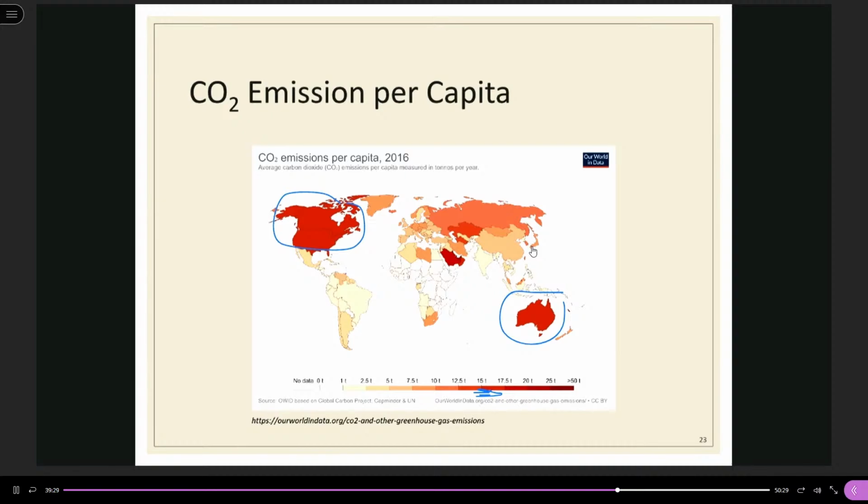And in Arabia, the Middle East, the figure is even higher. And how about China? The emissions per person in China would be around 2.5 to 5 tons per year per person. How about Hong Kong? Hong Kong is around 6 tons per person per year.